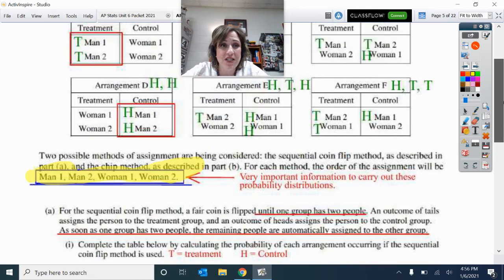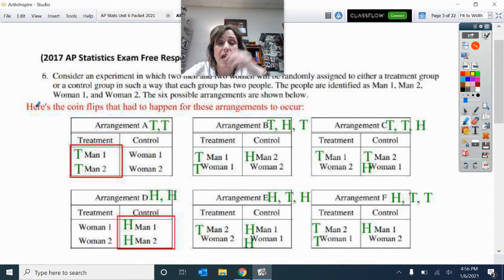Okay, so here is how that works. You have to baby step through the possibilities of what is actually happening for these arrangements to occur. All right, here we go. For man 1 to end up in the treatment group, I flipped a coin and got tails. Then I flipped a coin again for man number 2, and he also got tails. So that means both women automatically go in the control group. In order for arrangement 1 to happen, you had to have tails, and then tails again, and that's how this arrangement occurred.